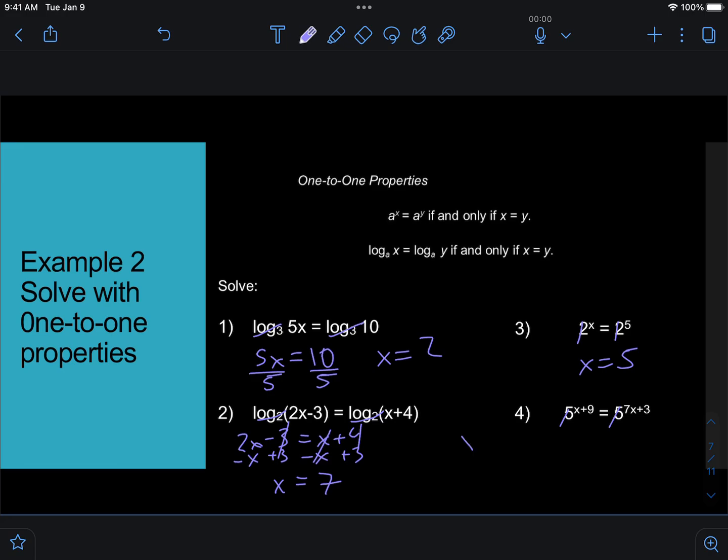We've got x plus 9, the exponent on that side, equals 7x plus 3. And then same thing. Some two-step algebra. Subtract the x from both sides. We can subtract the 3 from both sides, and we'll get 6 is equal to 6x when things cancel out. And then if I divide both sides by 6, I get that x is equal to 1.